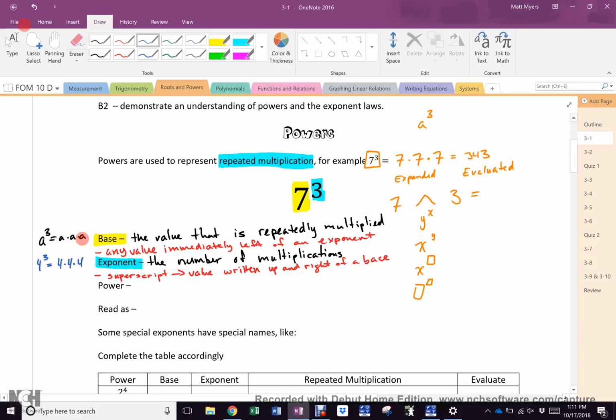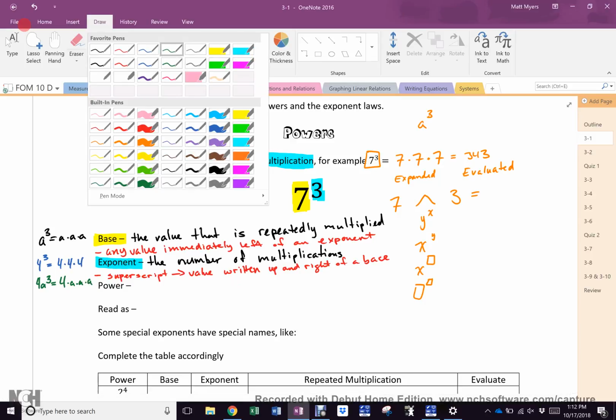What is the base in the black line? A. What is the base in the blue line? Excellent. All right. Now, in the green line, 4a cubed. What's the base? 4a. Okay. Read the definitions. The value that is immediately left of an exponent. What is the base? A. So what is the only thing that repeats? 4a. Good?